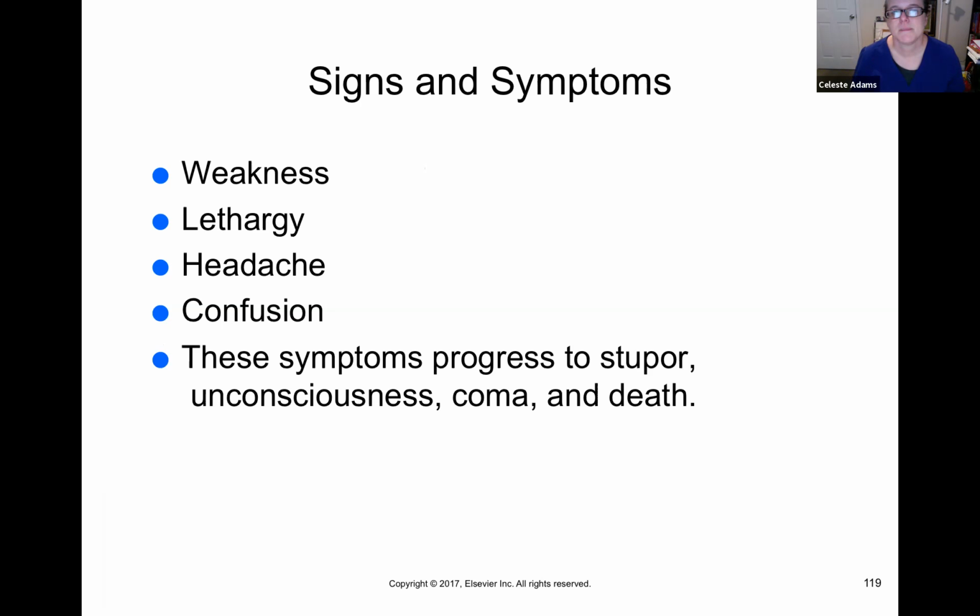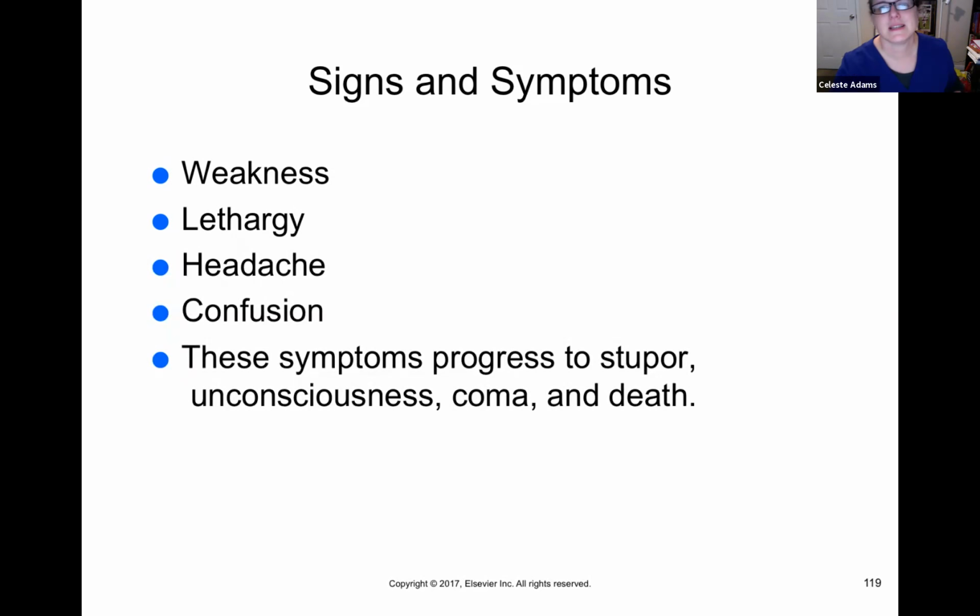I really want you to be not so concerned with the signs and symptoms of these conditions. Just know that if it's respiratory, they're going to have breathing problems. If they don't have any kind of breathing problems, it's going to be more on the metabolic side. That's how I want you to remember signs and symptoms. So don't get too bogged down.